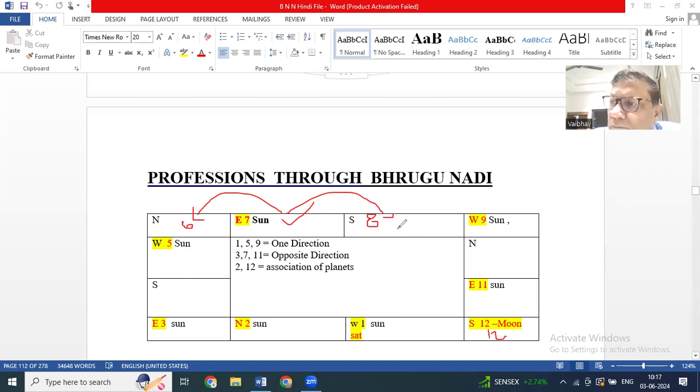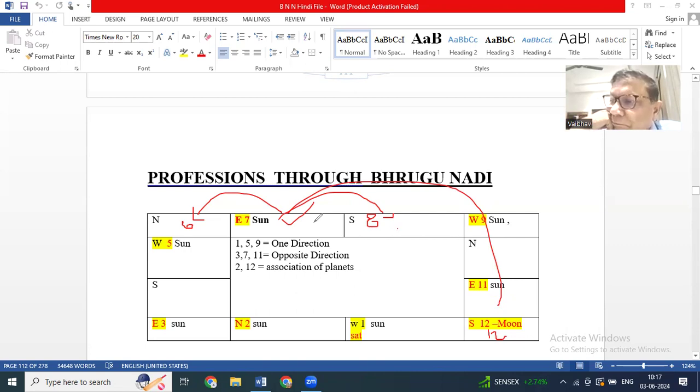And 7th Lord, for example, in the 12th house, the native will close his business because of his wife, because of his wife's involvement and domination. The wife is business partner, but if the 7th Lord is in the 6th, 8th, 12th house, there will be problems.